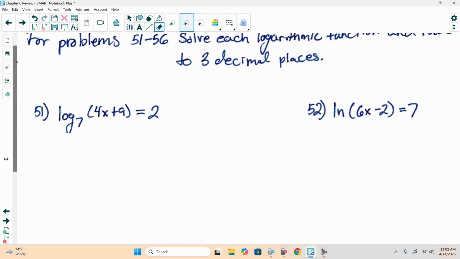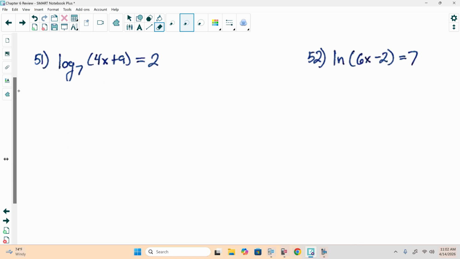Let's look at problem number 51. Log base 7 of 4x plus 9 is equal to 2. So whenever we have these, especially numbers outside the logarithms, we want one term on either side. We want the log by itself, all of our numbers on the other side. And 51 is already set up in that way. And once we get it set up this way, we're going to put both sides to the base of the logarithm. Since the logarithm's base is 7, we're going to put both sides to the base of 7.